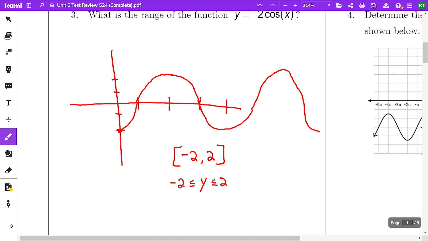The negative 2 in the front just tells us that we're going to be starting at the lowest point for our cosine instead of the highest point. If it was a positive 2, it would still be the same exact thing.